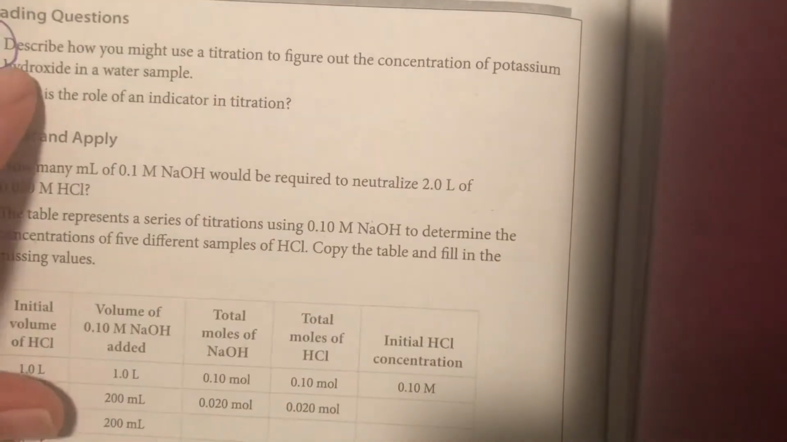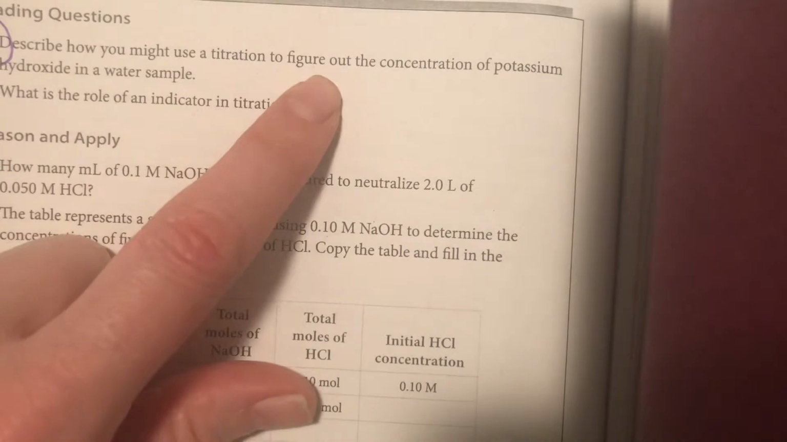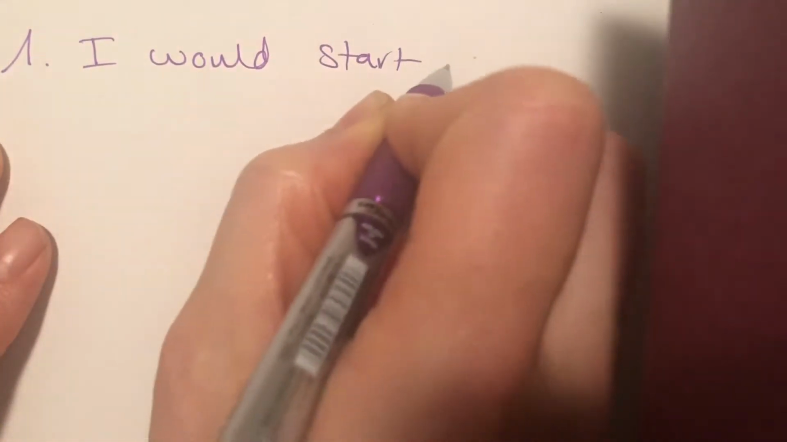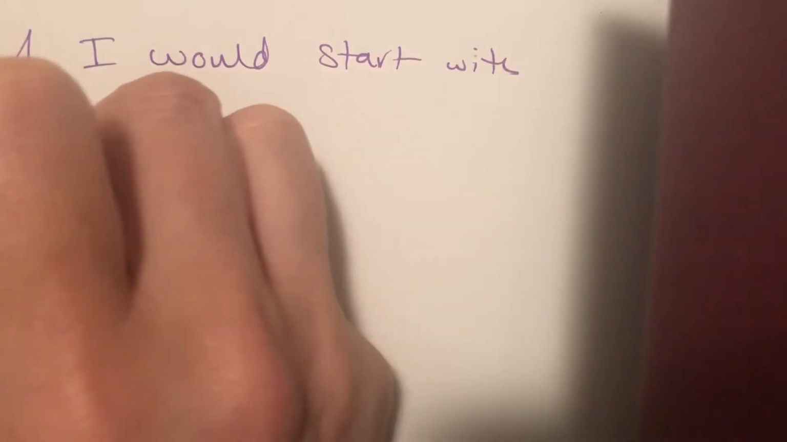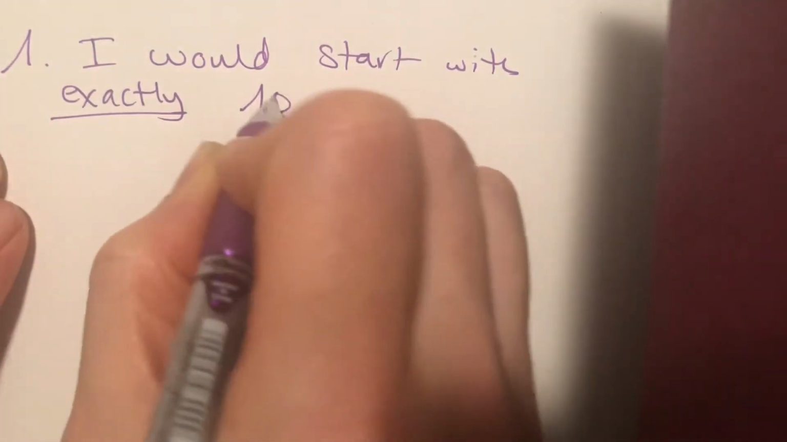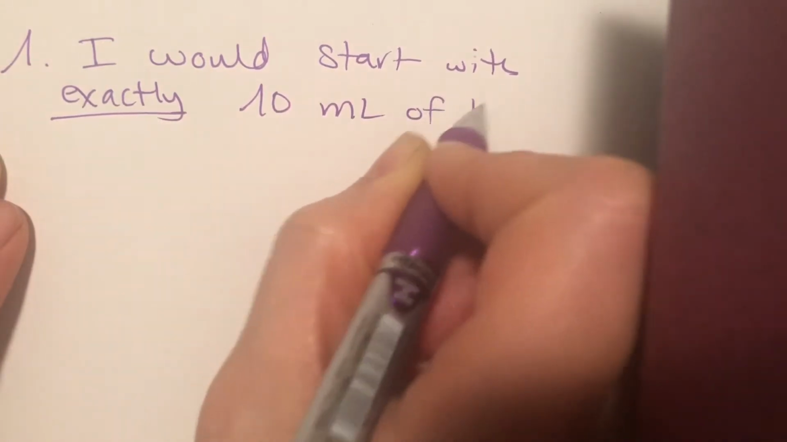So going through that, starting with number 1, describing how I might use a titration to figure out the concentration of potassium hydroxide in a water sample. So basically you're describing a titration. The first thing you would need to do, I'm going to put this in first person, I would start with exactly, please notice I'm saying exactly 10 milliliters of KOH.